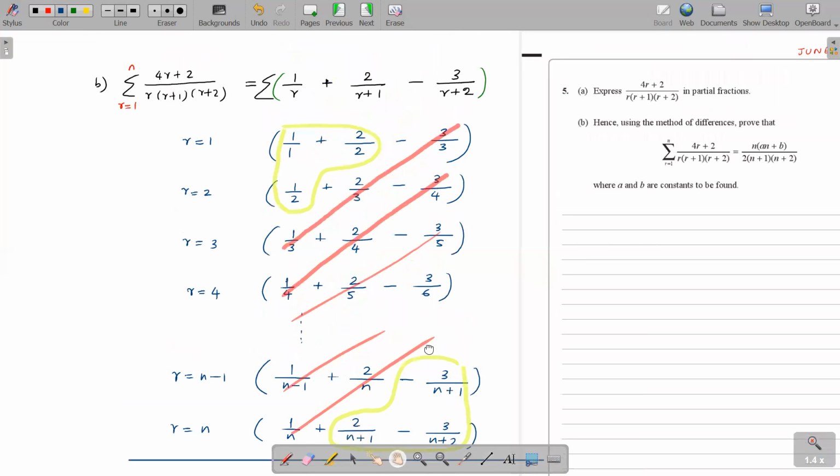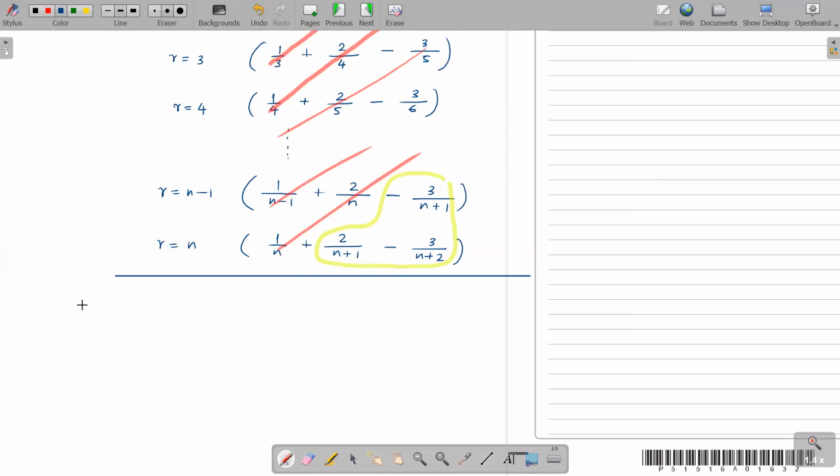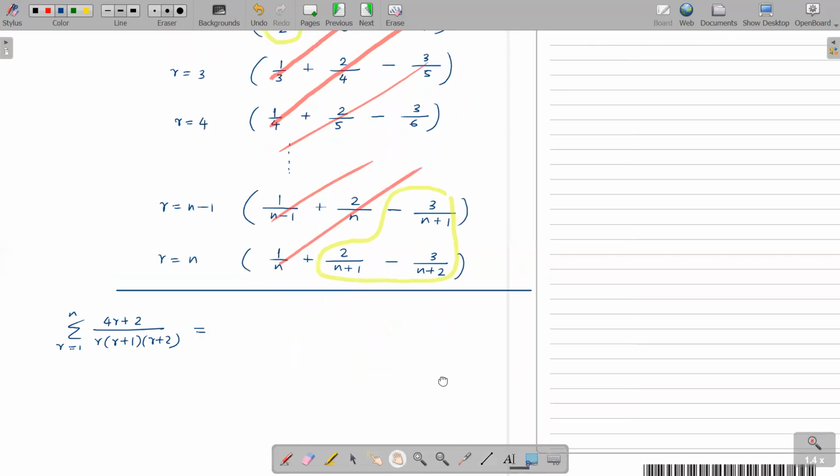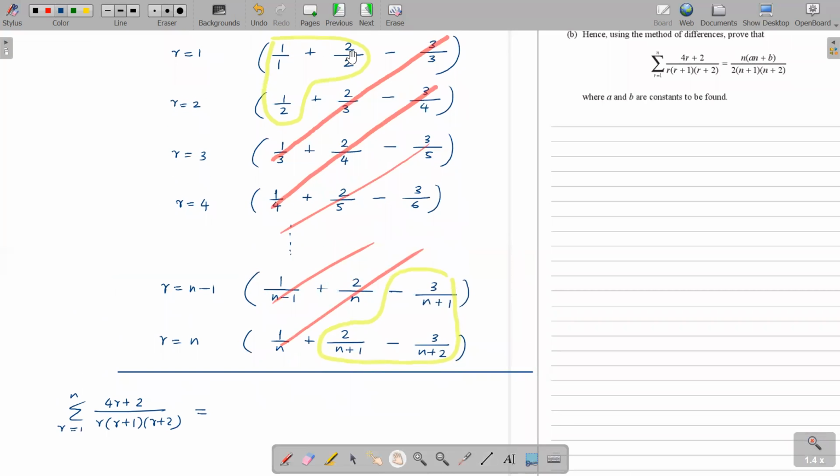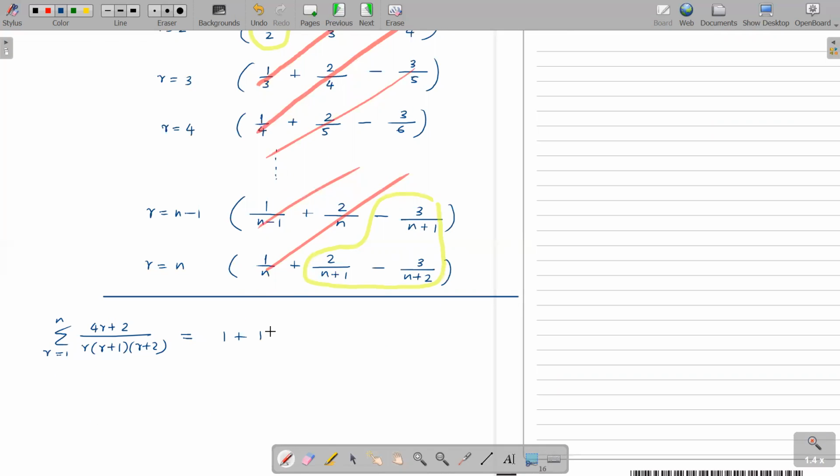So when we go for the addition of 4r plus 2 over r plus 1, r plus 2, what do we get here? What is remaining? We have 1 plus 2 over 2 plus half, which is basically 1 plus 2 over 2, which is also 1. So 1 plus 1 plus half at the top. And at the bottom, what do we have? Minus 3 over n plus 1 plus 2 over n plus 1 minus 3 over n plus 2.